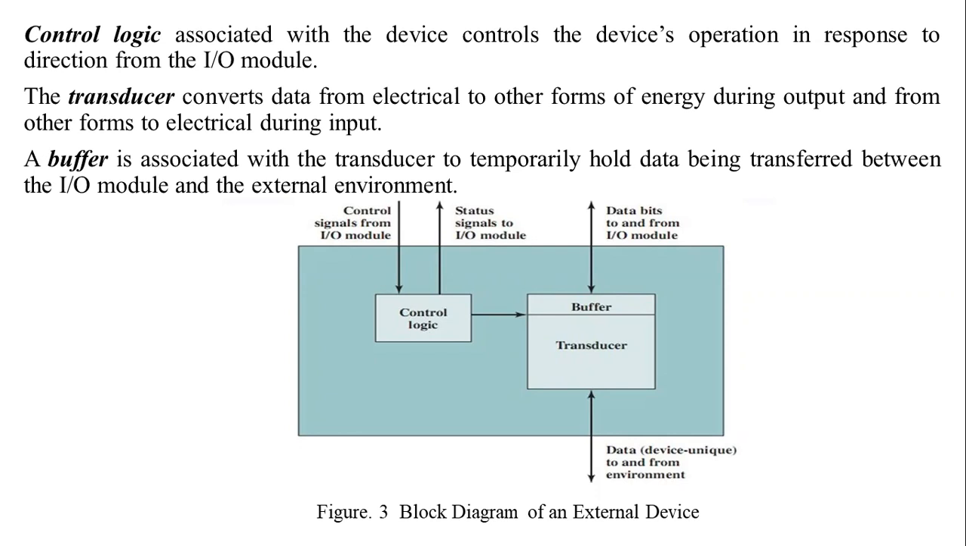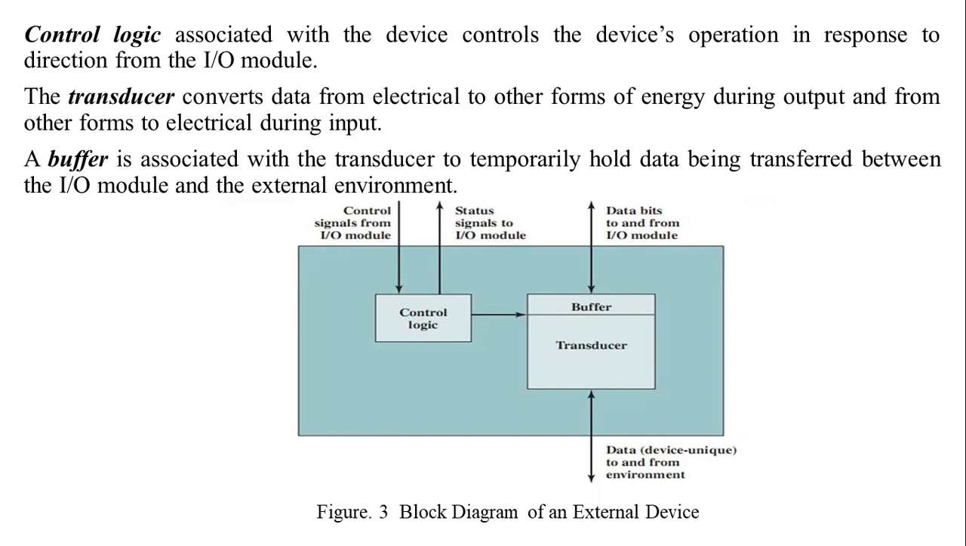As far as the transducer is concerned, it converts the data from electrical to another form of energy during output, and to electrical form during input. A buffer is associated with the transducer to temporarily hold data being transferred between the I/O module and the external environment. What is the need of a buffer? The need of a buffer is that the speed of the input output devices and the processor are not matching.